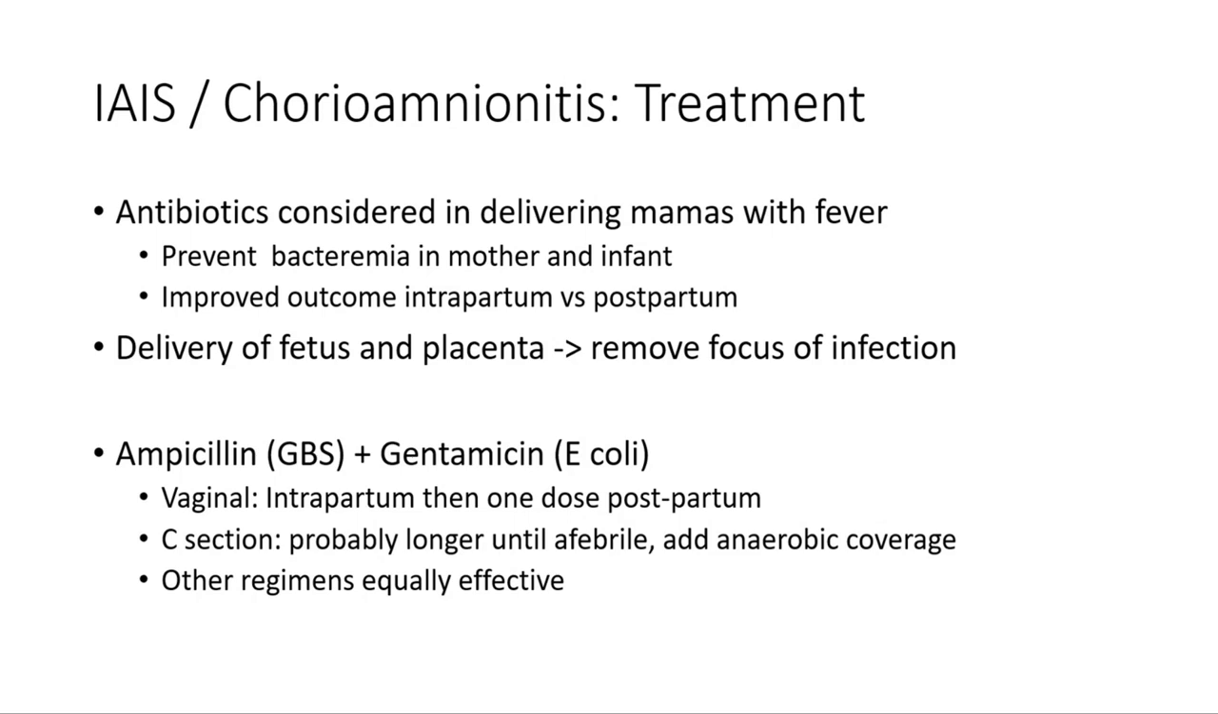Usually the combination used in the OB world is ampicillin targeting group B strep and gentamicin for your E. coli. For vaginal deliveries, you can give one dose intrapartum and just another dose postpartum. For C-section, you may want to continue it a little bit longer until they're afebrile, and also consider adding anaerobic coverage if the fever doesn't come down quickly. This is the basic regimen, and all the other regimens, with your second generation cephalosporins or extended beta-lactam penicillins, are equally effective. This is just to use your most narrow spectrum antibiotics.